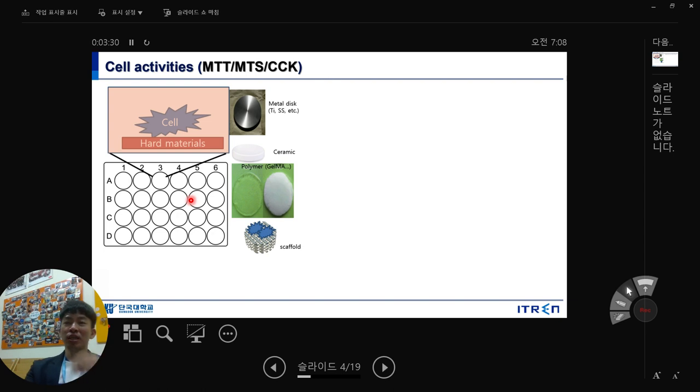So, according to the last methodology, you successfully culture the cell with this hard metal or ceramic material or polymer material or scaffold, and you culture the cell in media, right? So after certain hours or certain days, you have to analyze.